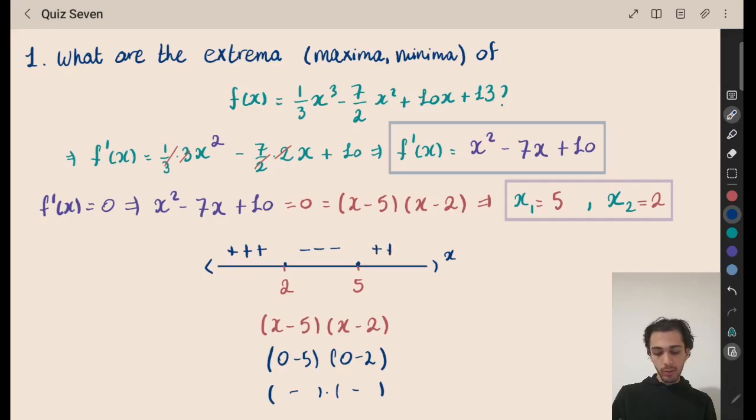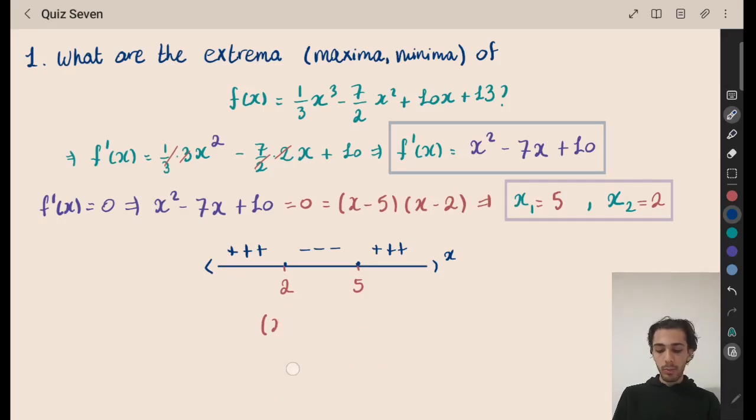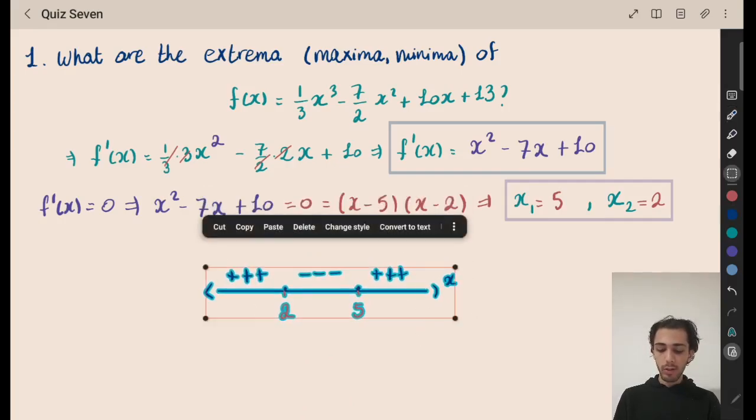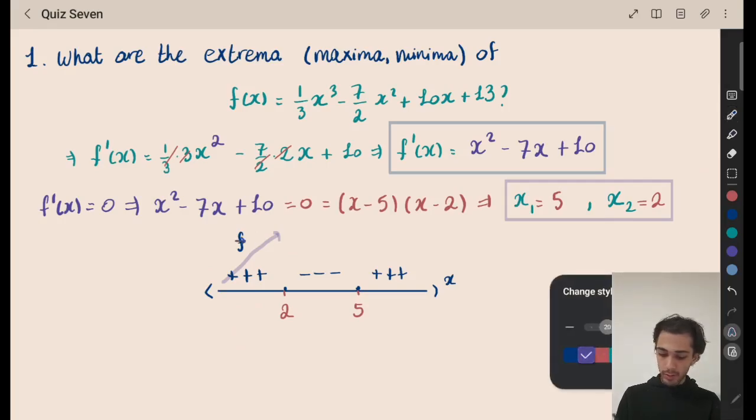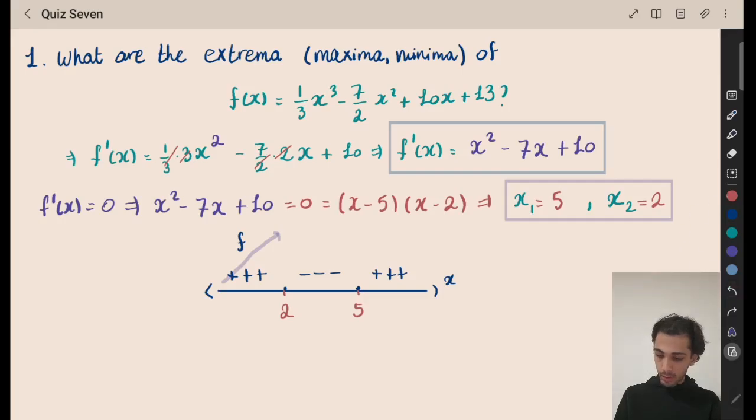And you can check yourself that if you plug in a bigger number, you'll get a positive value. Now, to link this with this theorem that I've been talking about, it just says that if the derivative is positive on this interval from minus infinity until 2, then f is increasing. So this is our f, it's increasing. Same thing here, it's increasing.